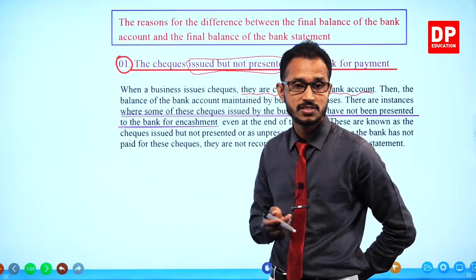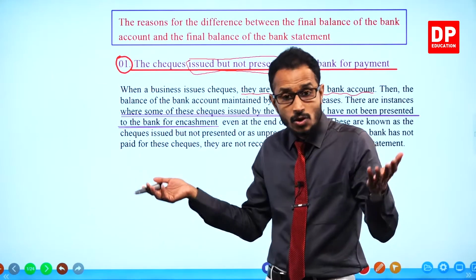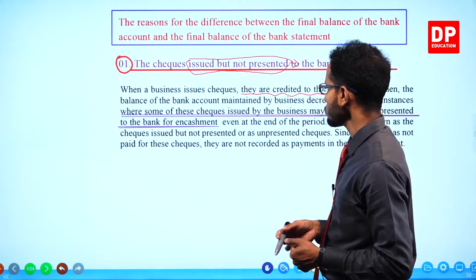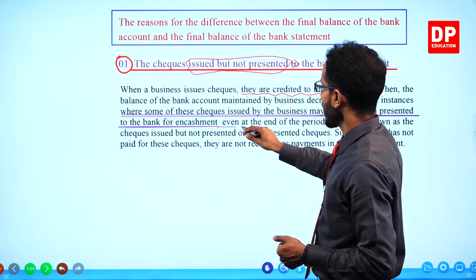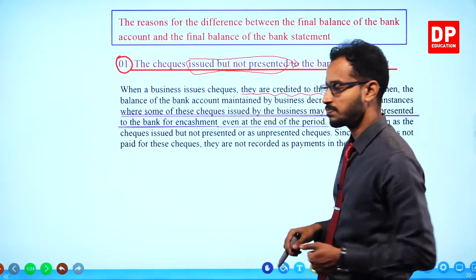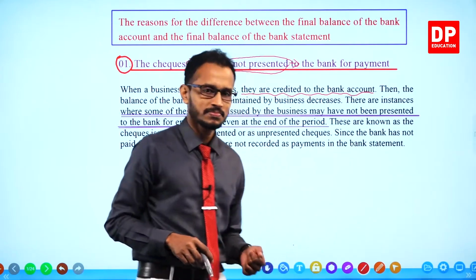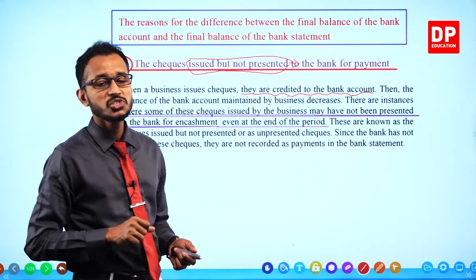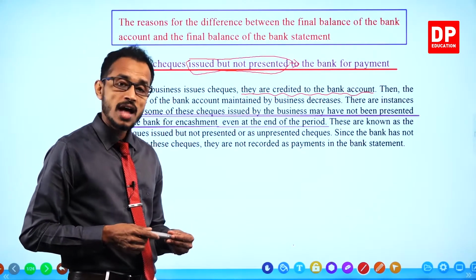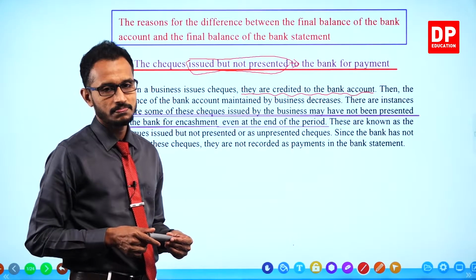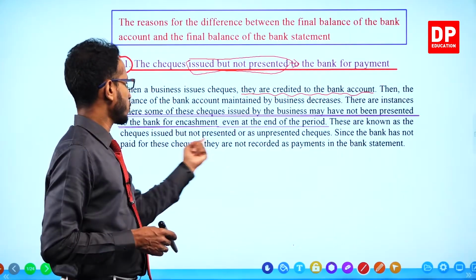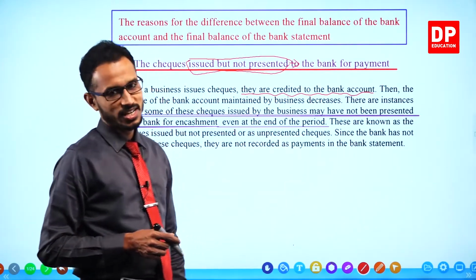It has not decreased, because those checks are not encashed, even at the end of the period. These are known as checks which are not presented, unpresented checks. Checks issued but not presented, or unpresented checks.